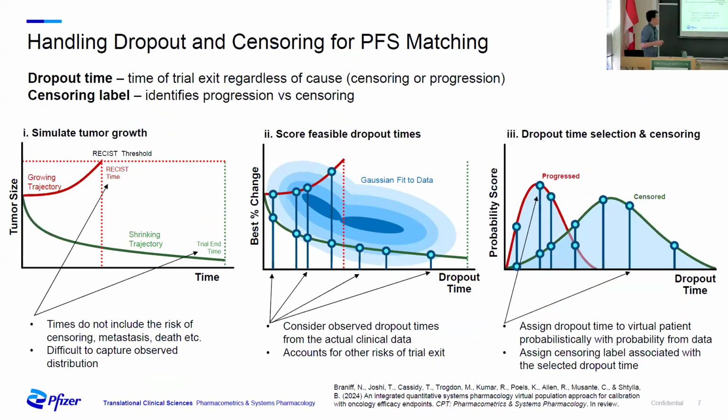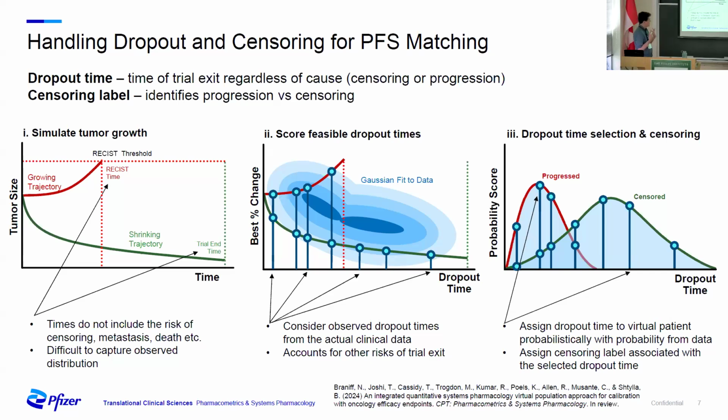So there are complexities here in getting this model to speak to the actual data set, because there are other risks involved besides just the tumor size change. Dropout time here, for definition, again, is the time of trial exit regardless of cause. And the censoring label identifies whether that was due to progression or censoring. So it's a binary indicator per patient. And when we simulate a parameter set, if it's a particularly resistant parameter set, we would simulate up to the RECIST threshold, 20% over baseline. At that point, it's not really realistic to continue that simulation because that would be clinical progression for an actual patient. For a shrinking trajectory, we could simulate that to the end of trial.